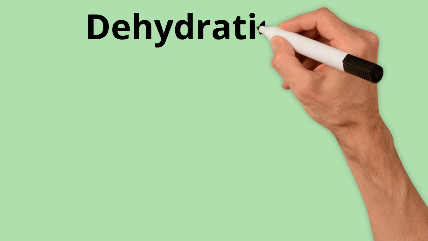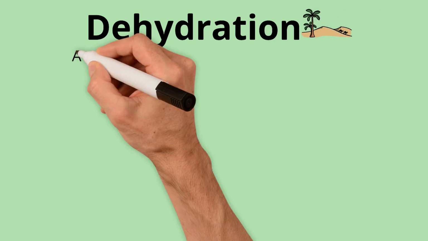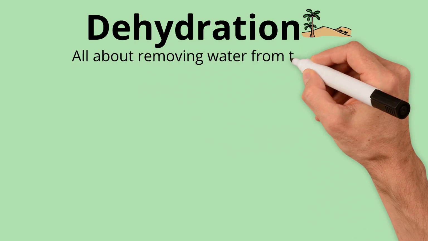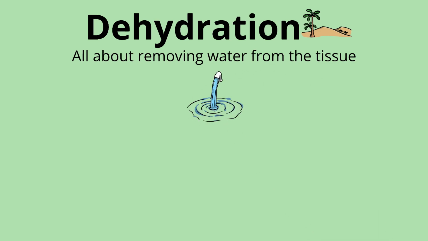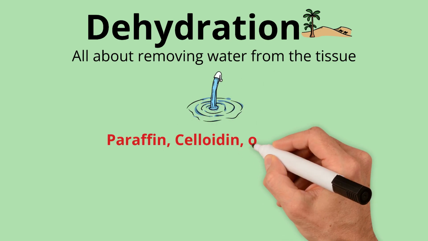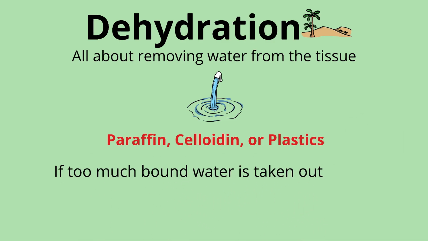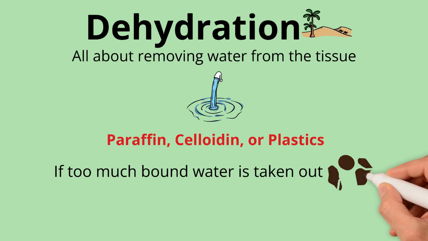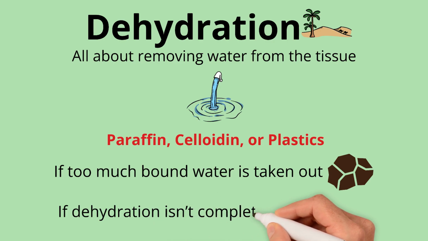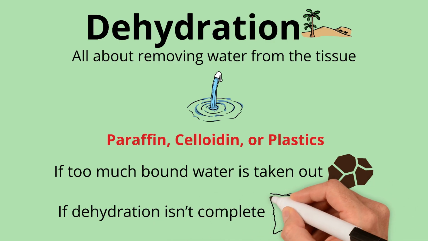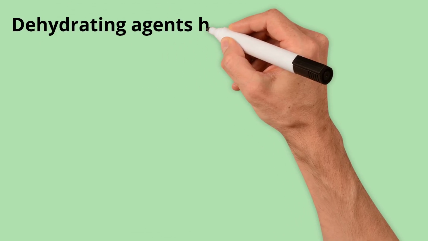After fixation, the real processing steps begin, starting with dehydration. Dehydration is all about removing water from the tissue so it can be embedded in materials like paraffin, celloidin, or plastics, things that can't get through water-filled tissue. Now, here's the balance. We only need to remove free water. If too much bound water is taken out, the tissue gets hard, brittle, and tough to section. But if the dehydration is incomplete, clearing won't work properly, and you will end up with soft, mushy tissue. That is actually the most common processing problem.